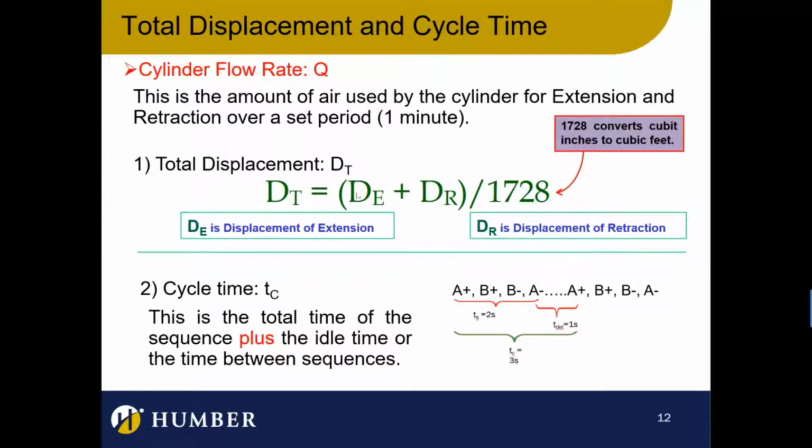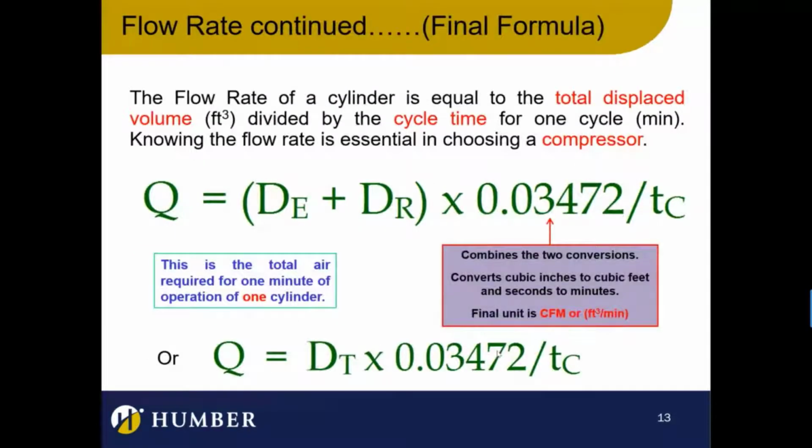You don't even need this formula, unless you really need to calculate it for some reason, but don't worry about it. Here we go, cycle time. Well, we know that the cycle time is this, and if we wanted to calculate this 3 seconds in minutes, we can divide that by 60. Maybe there's some way we can put all of this together.